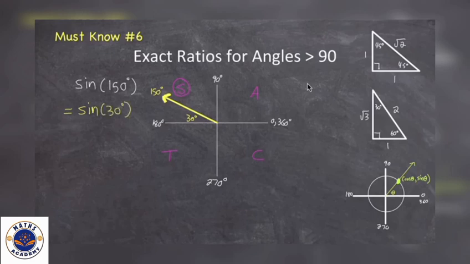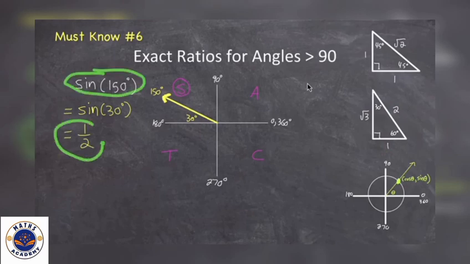And from my special triangle, I know that sine means opposite over hypotenuse. So sine of 30 is 1 over 2. So my final answer for sine of 150 is that it's equal to a half.